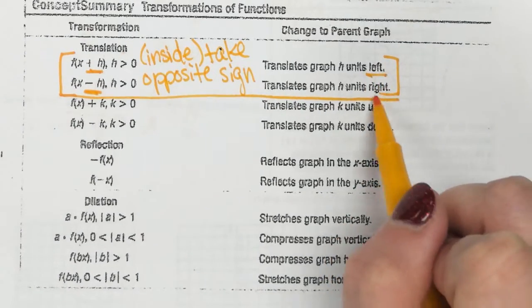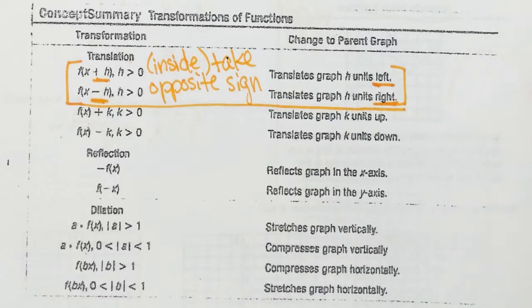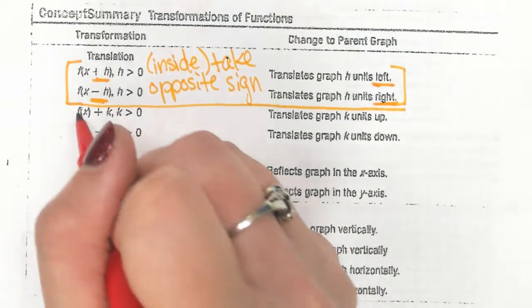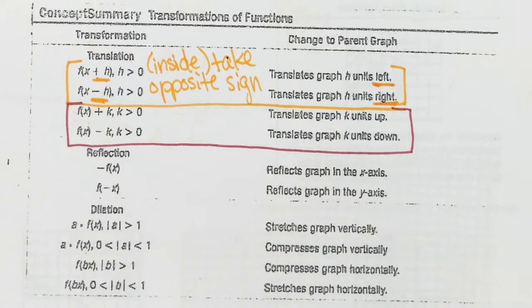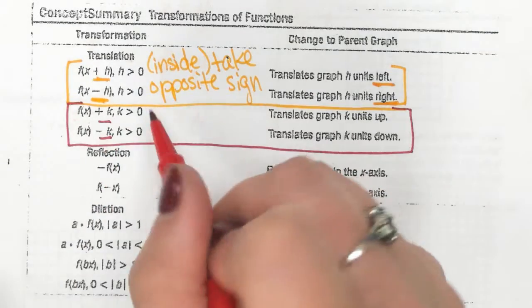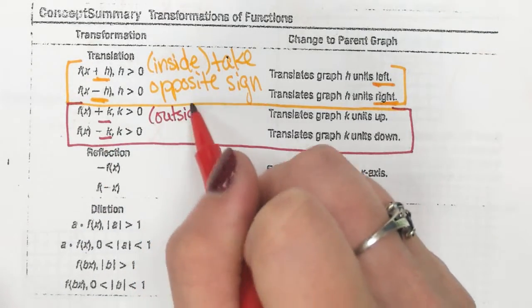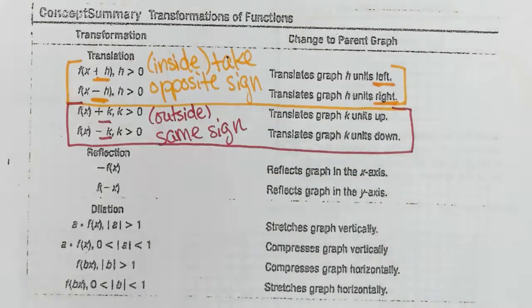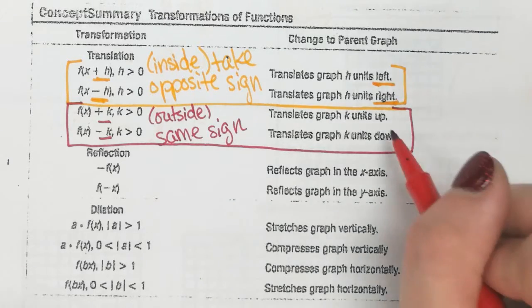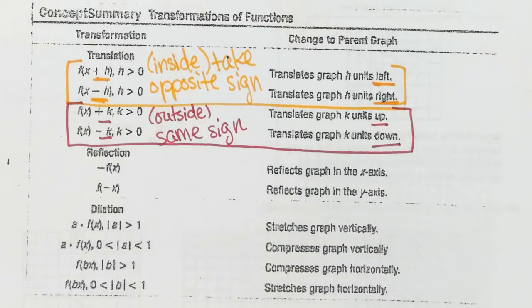And where's it move? Which way? Right or left? There you go. All right, let's look at the next 2. These 2 guys right there. Where's the K at? He's on the outside. And we're going to do the same sign. I'm not going to change any signs. And where's that move us? Which way? Up and down. There you go.